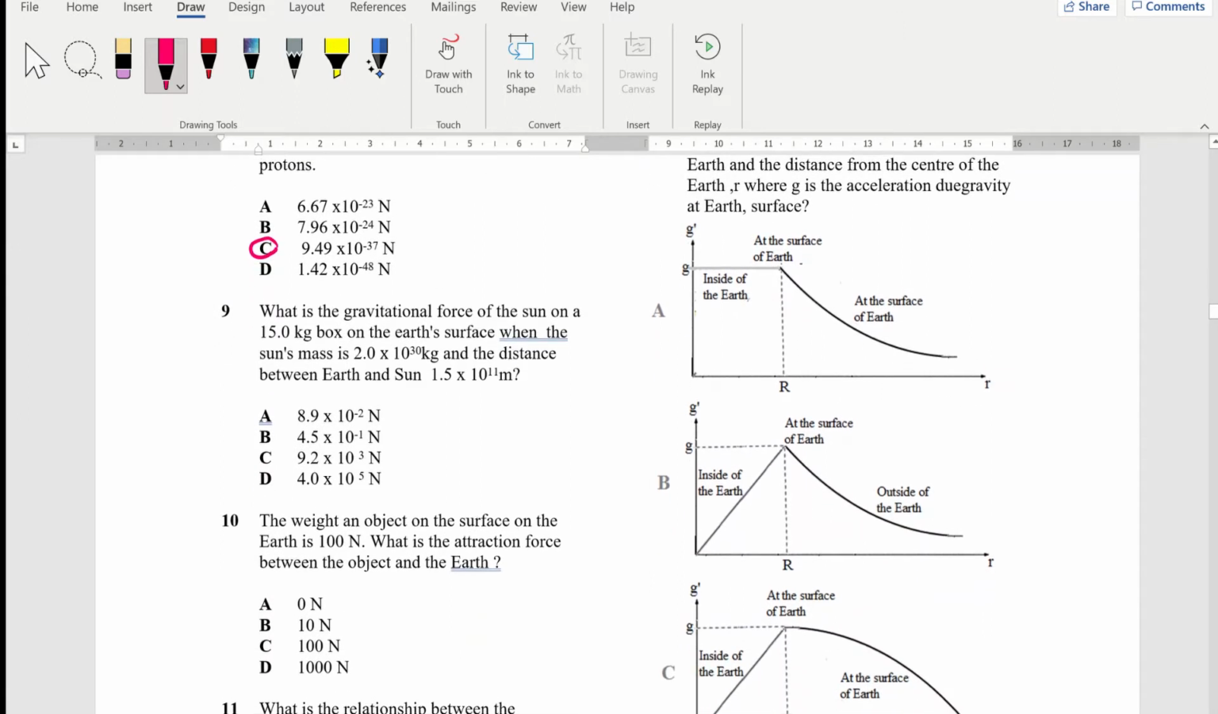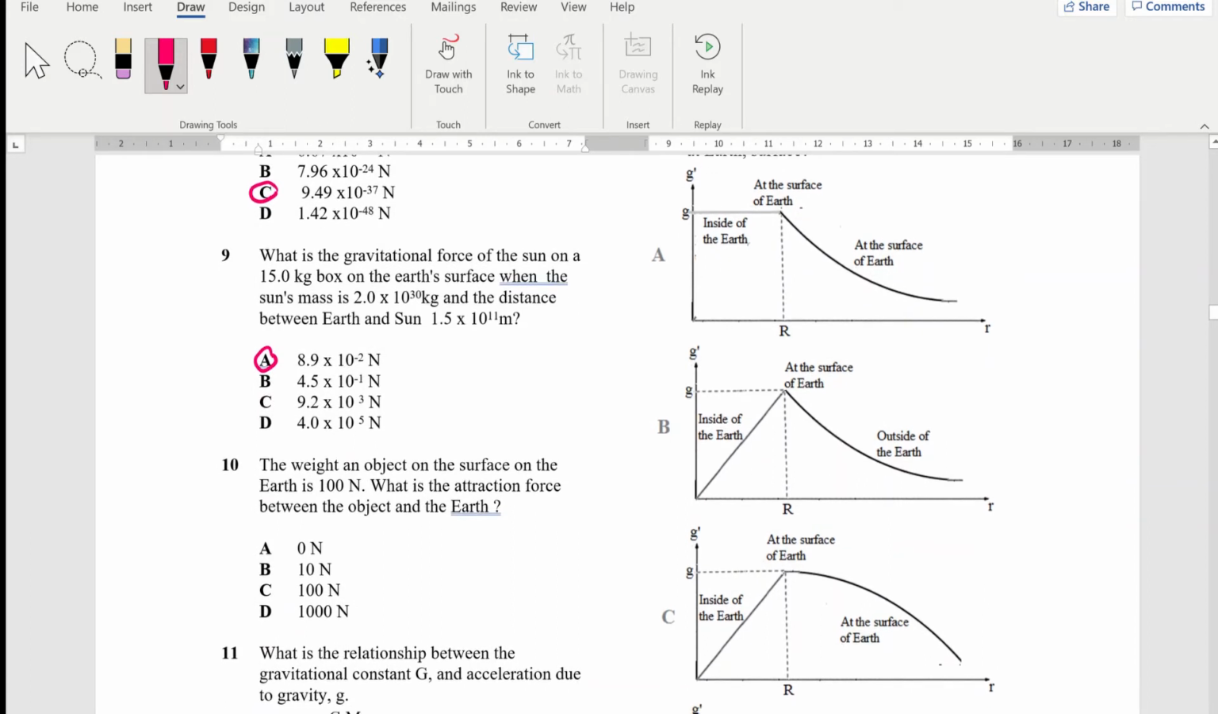Okay, 9. What is the gravitational force of the sun on 15 kg of box on the Earth's surface when the sun mass is 2 times 10 to the power of 30 kg and the distance between Earth and sun is 1.5. So sama je soalan dia macam soalan 8. Jadi awak kena kira, masukkan formula, then you will get A.